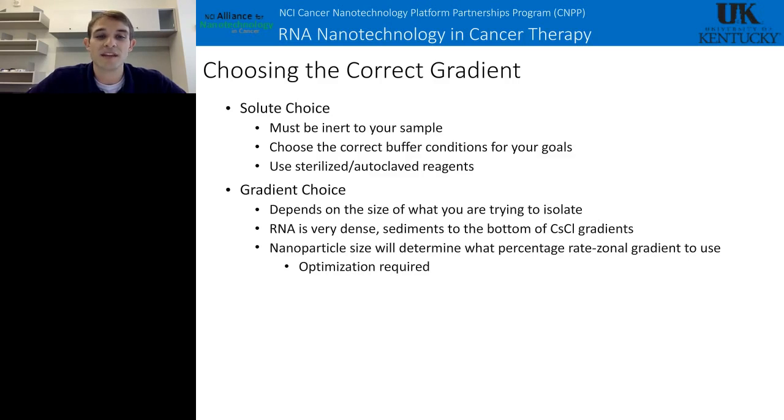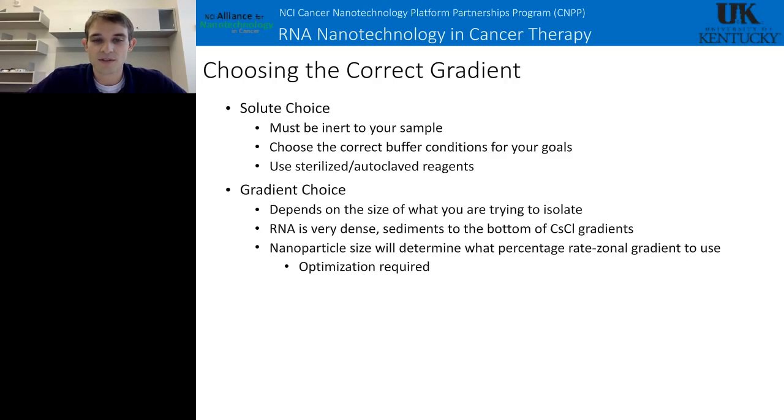And the next important thing, this applies more to rate-zonal, is your gradient choice. The way rate-zonal works is you should always choose a density of your sucrose solution, which is what we use for rate-zonal ultracentrifugation, that is less dense than your particle. That way, your particles never stop. Because if your particles stop at a certain density, they will all aggregate together, and then you're left over with an unpurified sample, so you're back to the start.